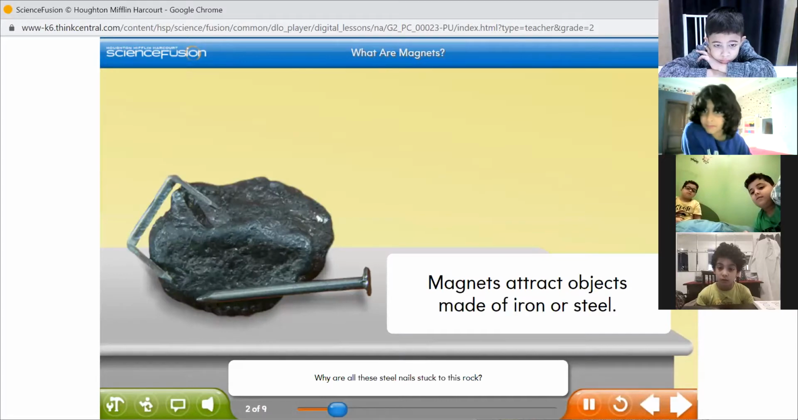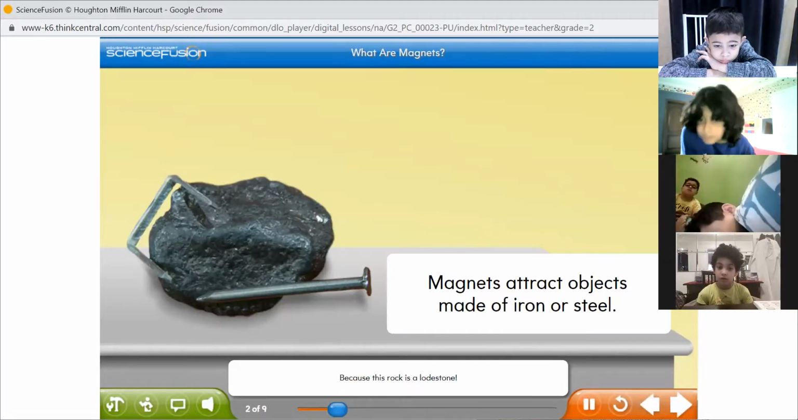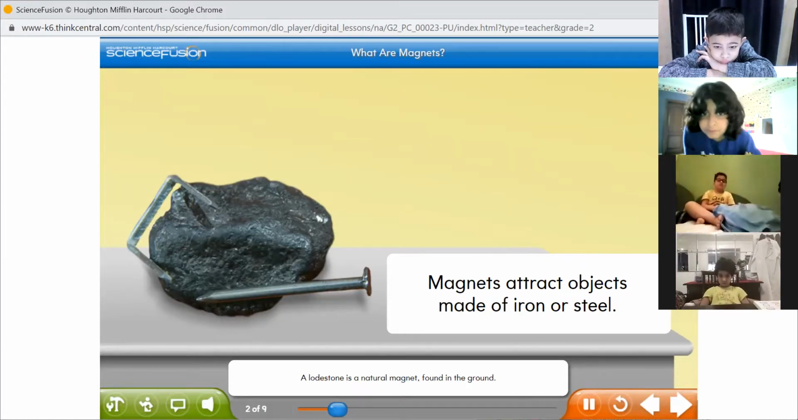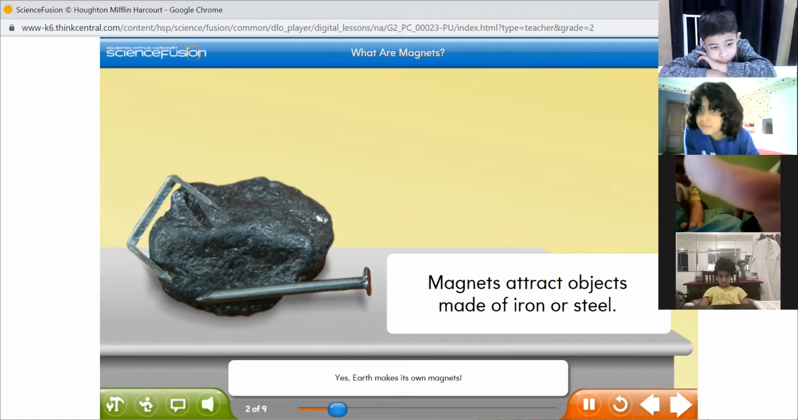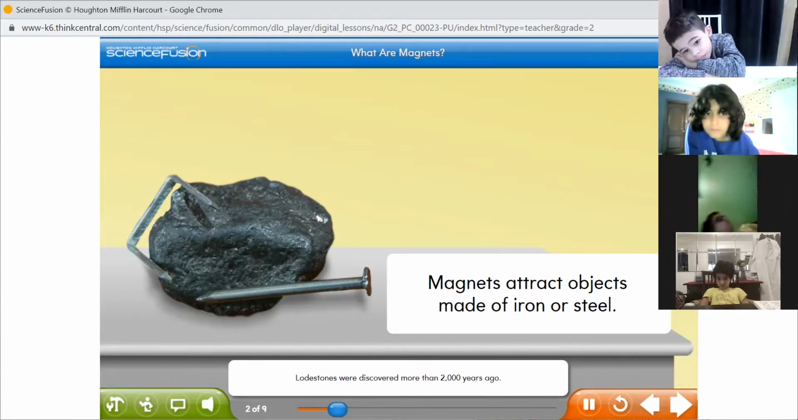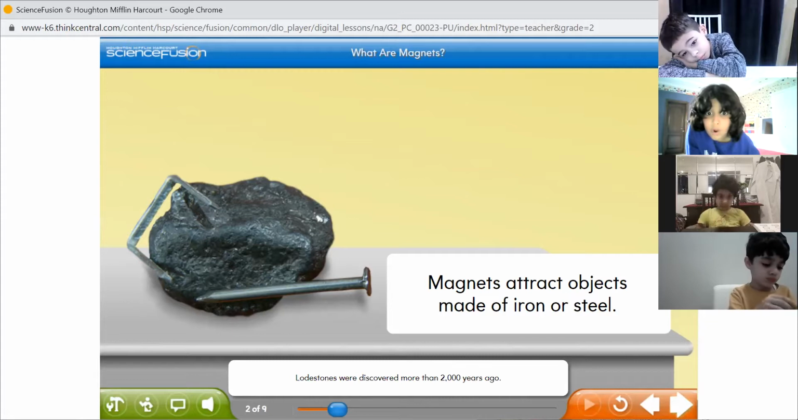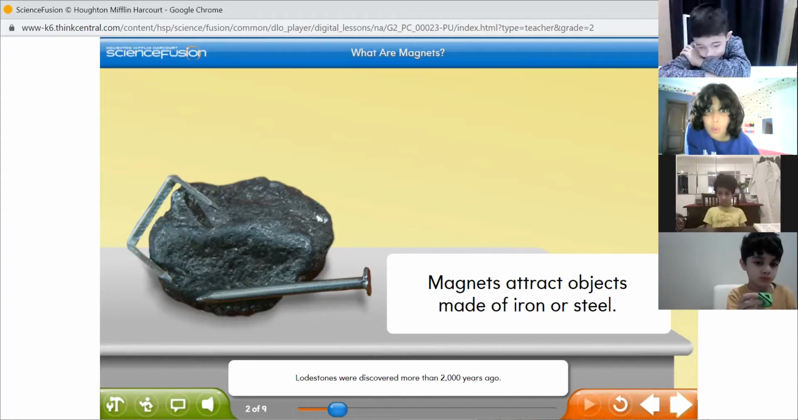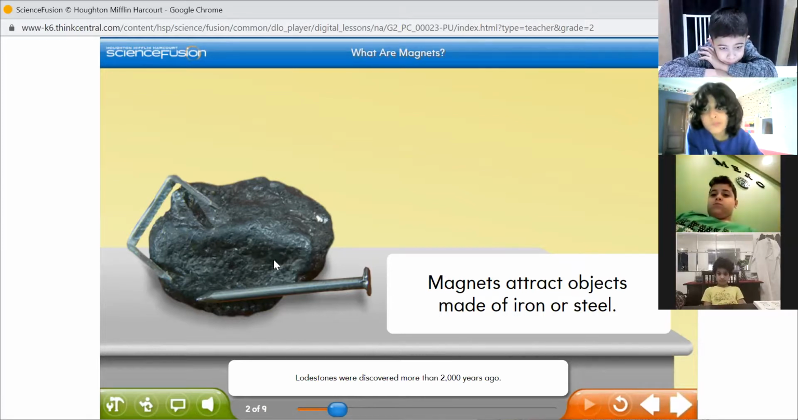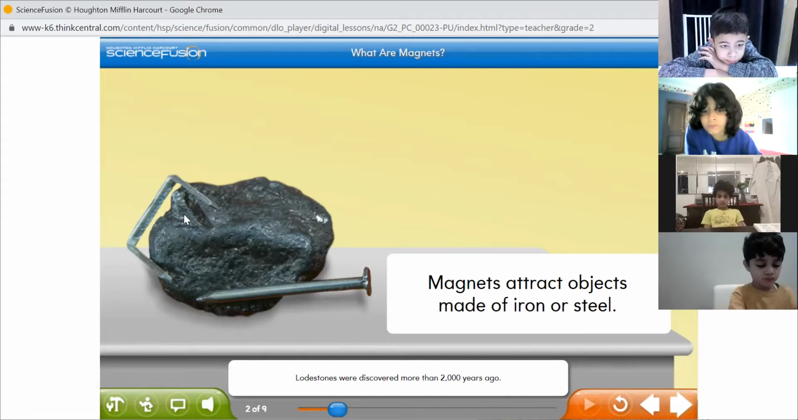Why are all these steel nails stuck to this rock? Because this rock is a lodestone. A lodestone is a natural magnet found in the ground. Yes, Earth makes its own magnets. Lodestones were discovered more than 2,000 years ago. So a lodestone, or a rock, is full of magnet naturally. It's a natural magnet that comes from nature. That's why it attracts anything made from iron or steel, like this needle or this pen.